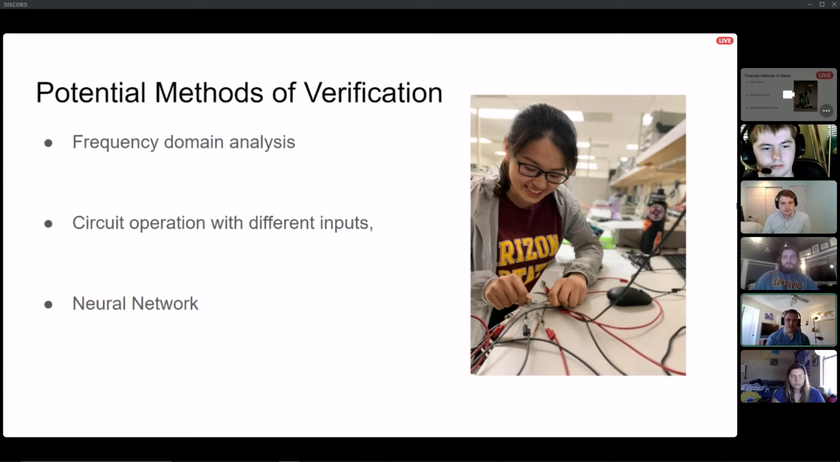categories within the output, as far as frequency, amplitude, and such, for our golden circuit. And then by using that, we can train the neural network off of our perfect circuit, and then we can see any sort of differences in our produced circuit that may have been hacked, so we can detect Trojans that way.